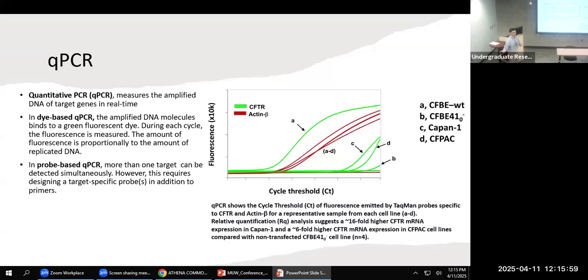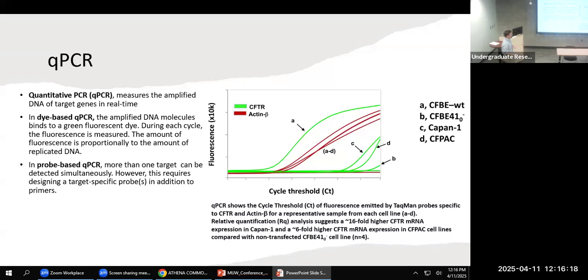What we expect is a low CT value, so a low cycle number, for having more expression because it reaches that threshold even faster. So what we have is our 4 lines. A is our wild type, which is our positive control. We expect a lot of expression, so this is kind of our 100%.